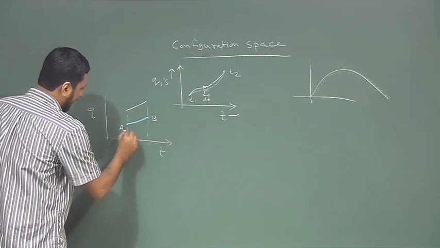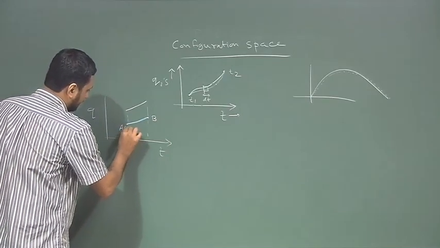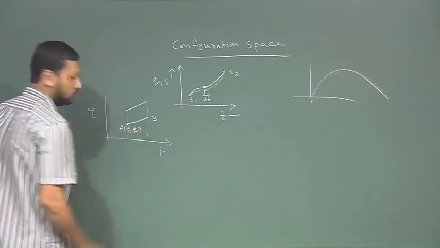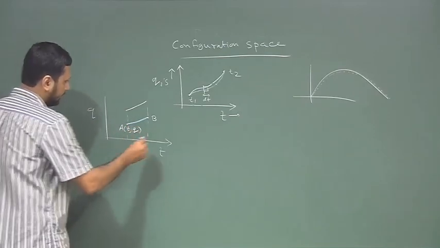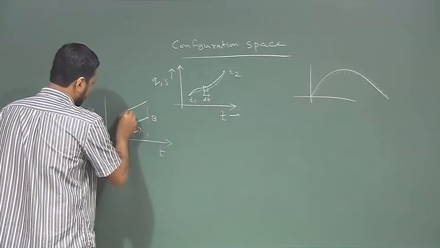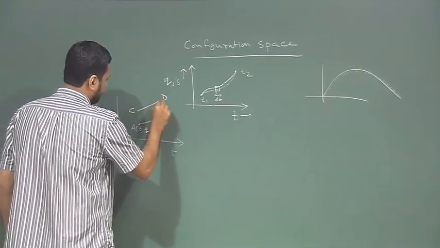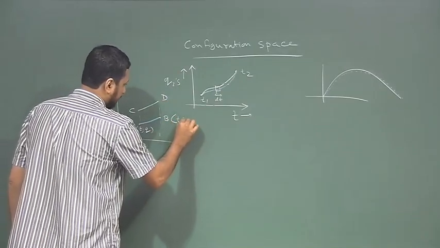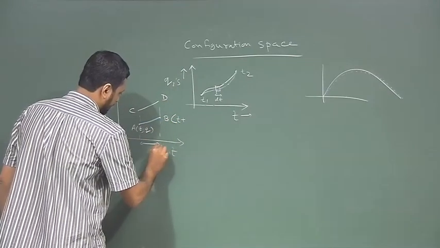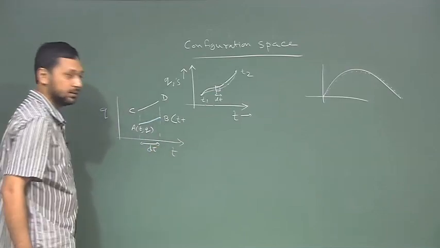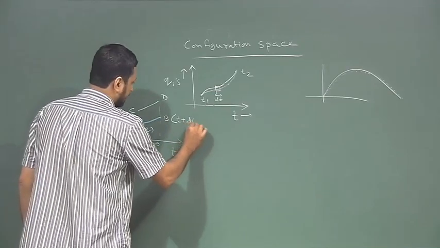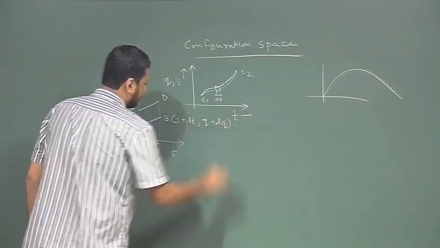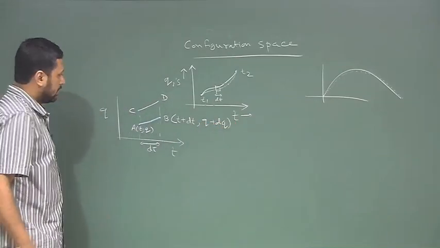Let us say A has a coordinate like we did in the last class, of t and q. If that is the case, then we have a point C, we have a point D. So, B will have a coordinate t plus dt, that is the real time displacement, and q plus dq, right.